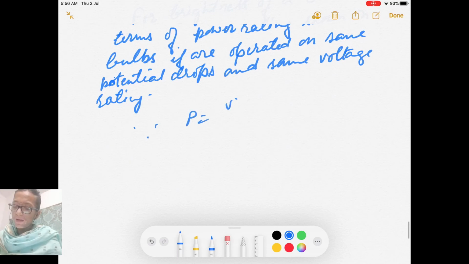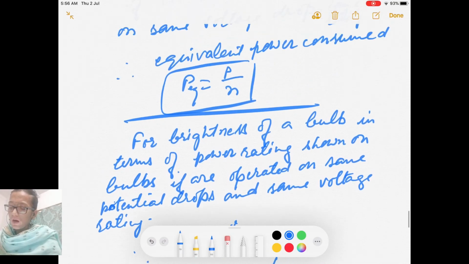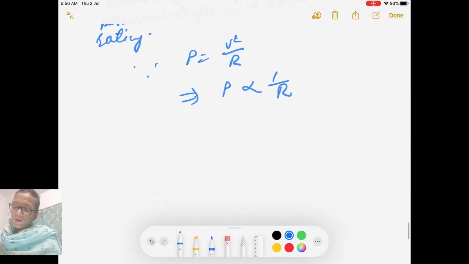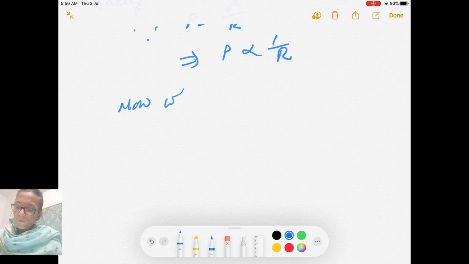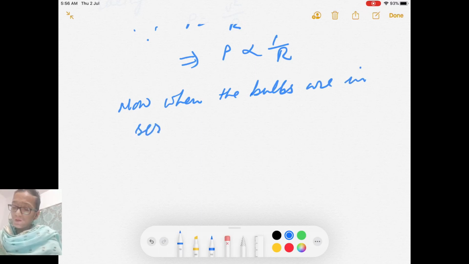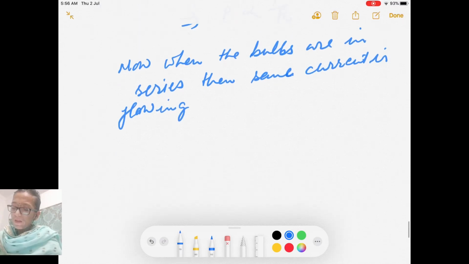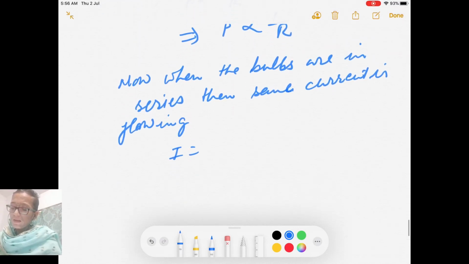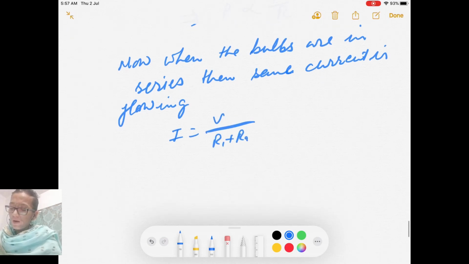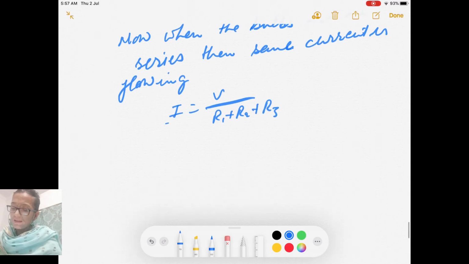Since we know that power is equal to V squared upon R, it implies that power is inversely proportional to R. Now when the bulbs are in series, the same current is flowing, and the current is I equals V upon R1 plus R2 plus R3. The same current is flowing.